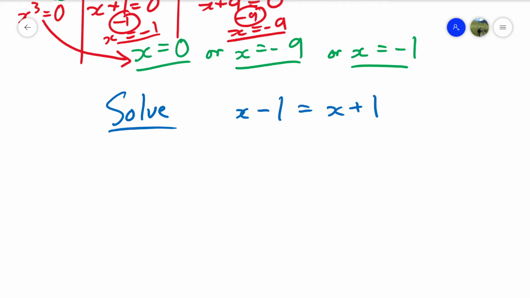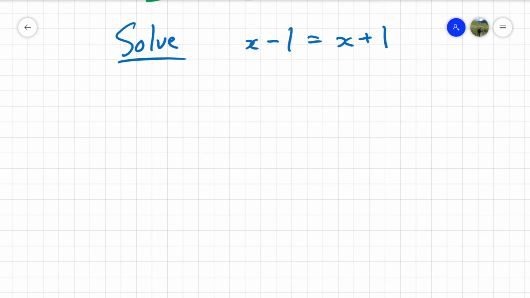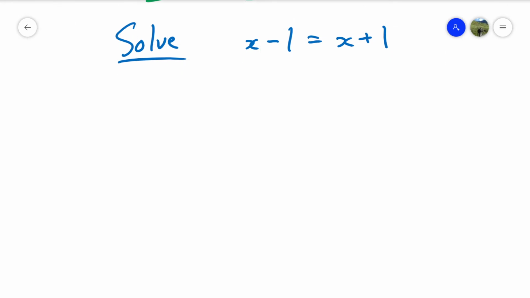Have a go in your own time. And the answer is not possible. Why? Well, suppose we minus x from both sides. Let's just do that, let's just tidy things up.